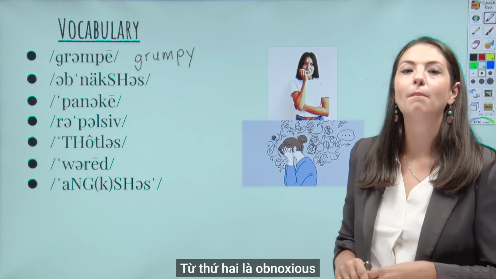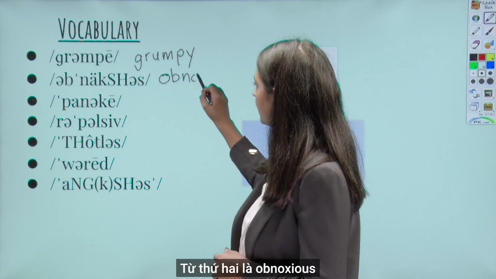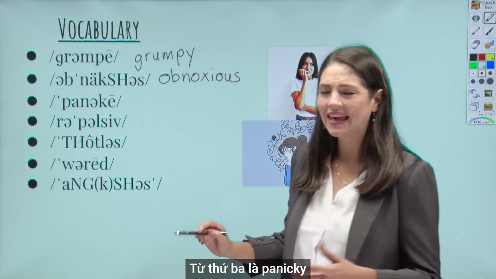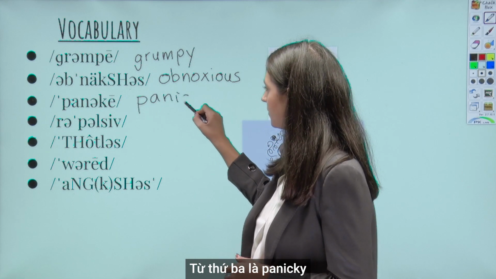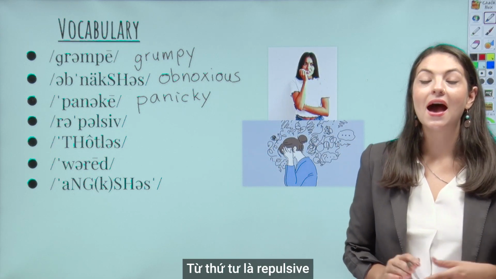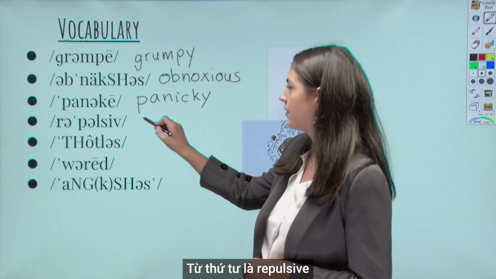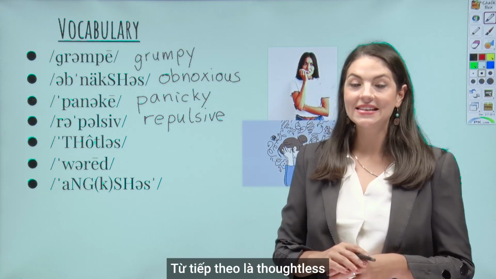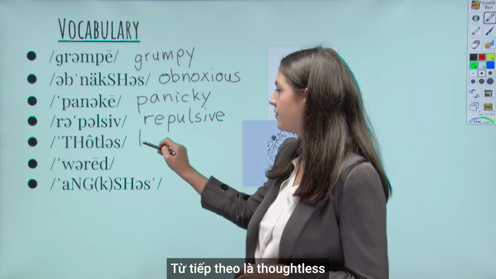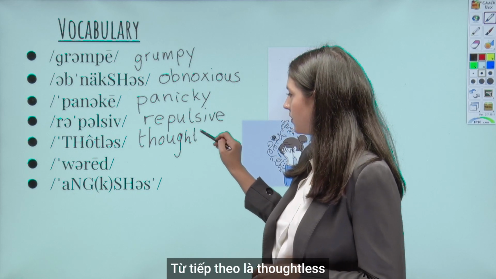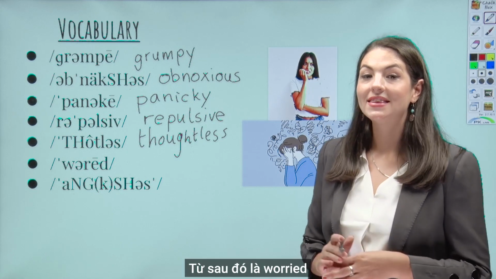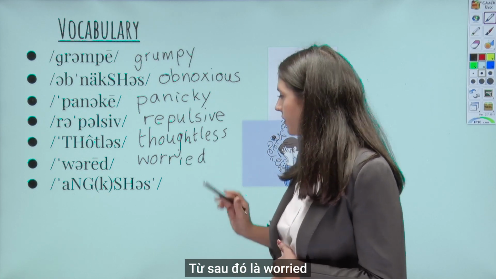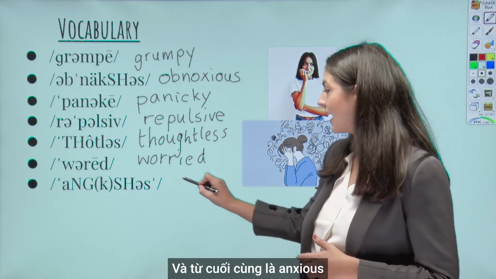Our second word is obnoxious. Our third word is panicky. Our fourth word is repulsive. Next in the list is thoughtless. Then we have worried. And our final word is anxious.